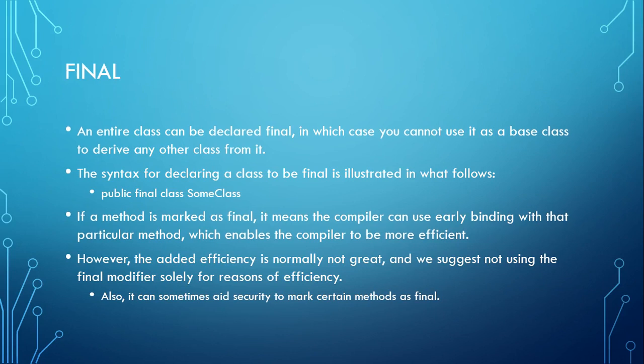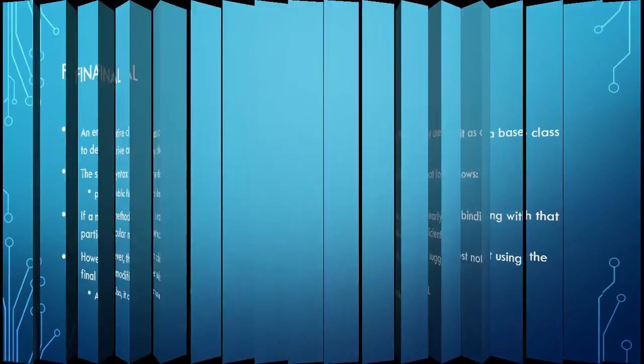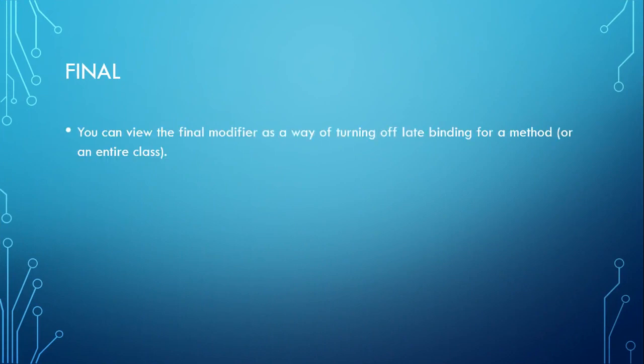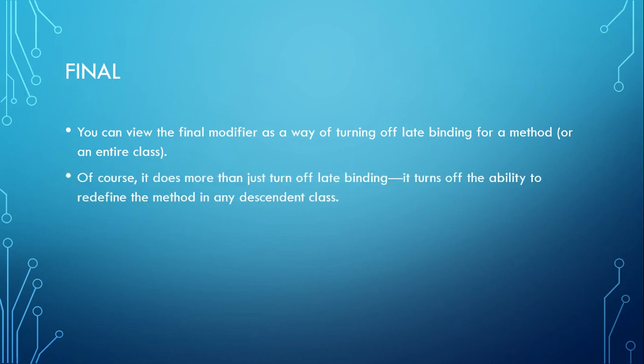Also, it can sometimes aid security to mark certain methods as final. So that would be the primary reason why you want it to be final. You don't want people modifying anything inside the class, so you can mark it as final. We can also view the final modifier as a way of turning off late binding for a method or an entire class. Of course, it does more than just turning off late binding. It turns off the ability to redefine the method in any descendant classes. So people can't make a derived class, or if the class is not marked as final but the method is, then they can't redefine that method for the derived class. So there's no way you can change it.